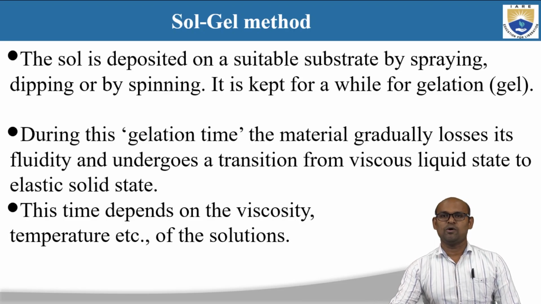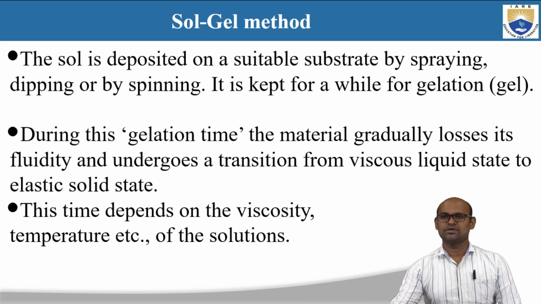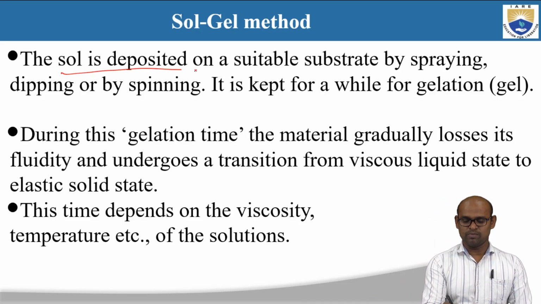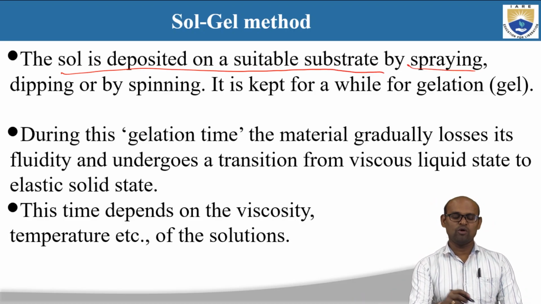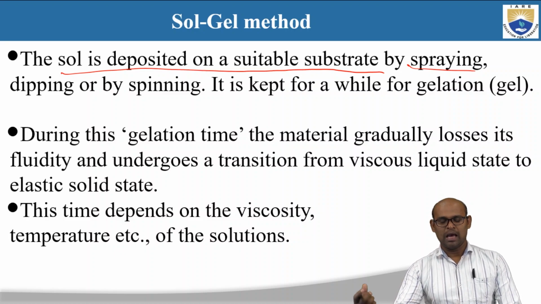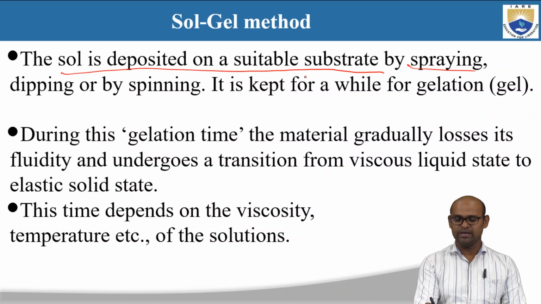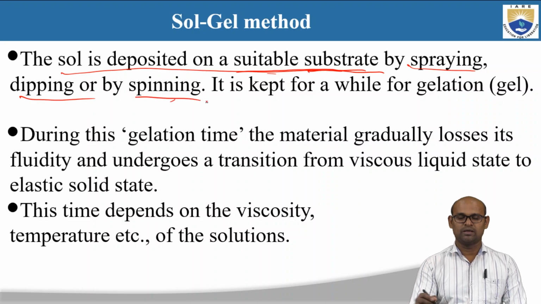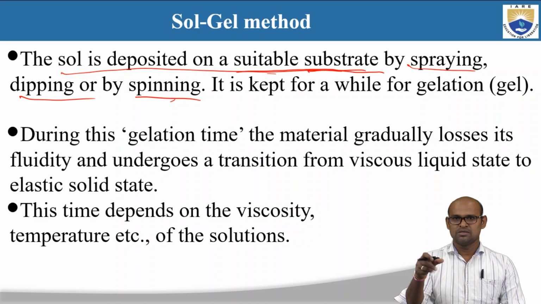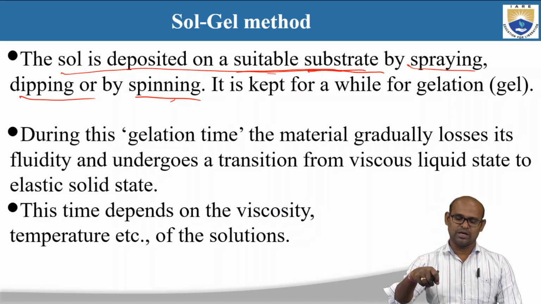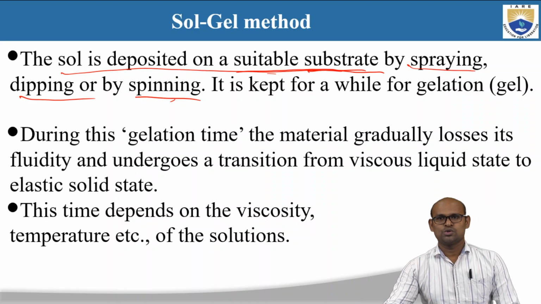The solution is deposited on a suitable substrate by spraying, dipping or spinning. We have prepared a colloidal suspension or solution, and this solution is going to be deposited on a suitable substrate by spraying, dipping or spinning. You can spin the substrate so that the solution is deposited. You can spray the solution to deposit it on the material. You can dip it: you can take the substrate and dip it in the solution so that the solution is deposited on the substrate.